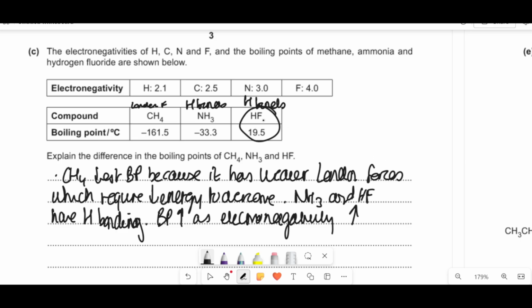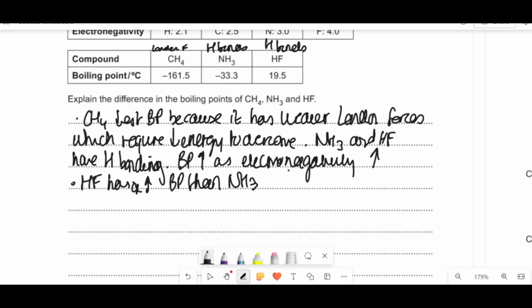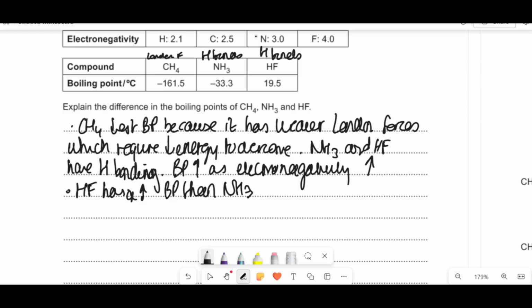And if HF has a higher boiling point than NH3, the only explanation for that, because the only things that really matter between them are the hydrogen bonds, is that HF must have stronger hydrogen bonds. There's no other way to explain it. That's the only fundamental difference. So here, HF has a higher boiling point than NH3, therefore it must have stronger hydrogen bonds. You could also argue, well, NH3 has more electrons, so why isn't that the higher boiling point? Well, the hydrogen bonds must be stronger than the London forces, and the hydrogen bonds here in combination, that's the only explanation that would fit the bill.